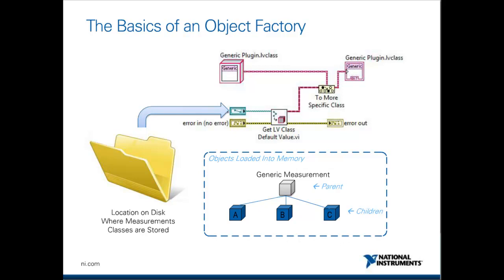You do this using the To More Specific node. So using this node, you'll wire in the parent class for the plugin, or the parent of the plugin that defines the interface. And if at runtime this is a valid child, the child class will be passed out. Of course, if not, an error will be returned.